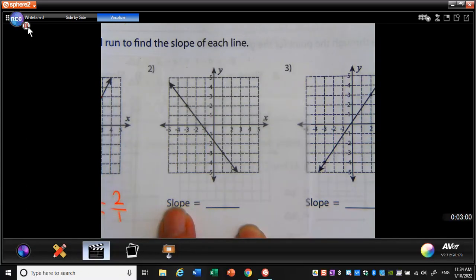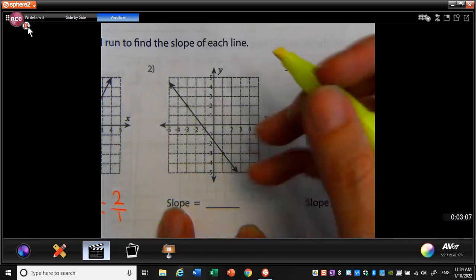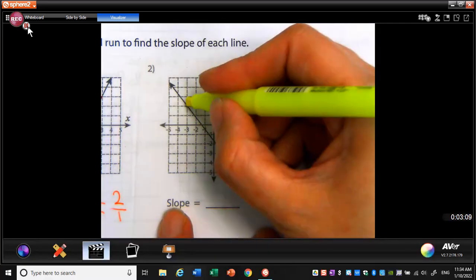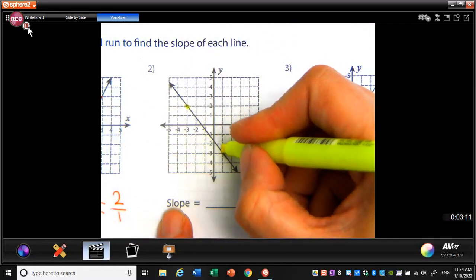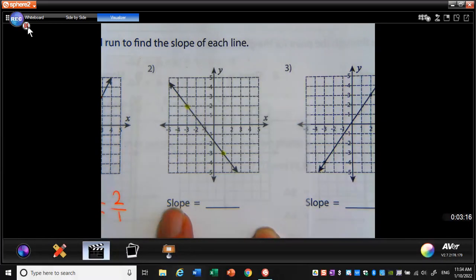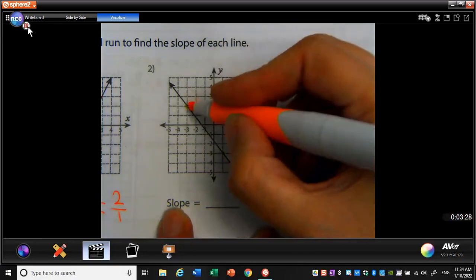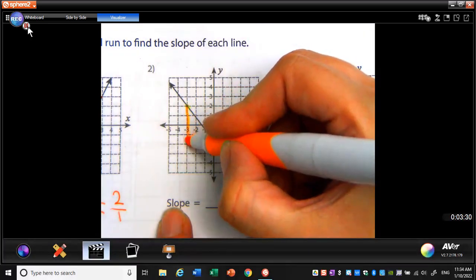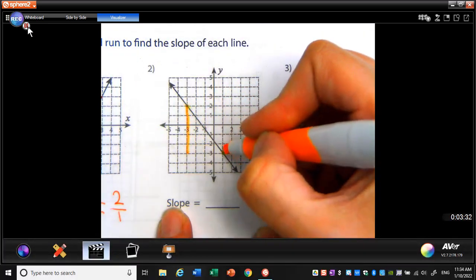Let's take a look at this other line. We're going to find the slope of this line. Again, I have 2 points that are given to me. I'm going to create my triangle. This time, from left to right, I am going down, so I know this is going to be a negative slope. I stop here because my point is right here.